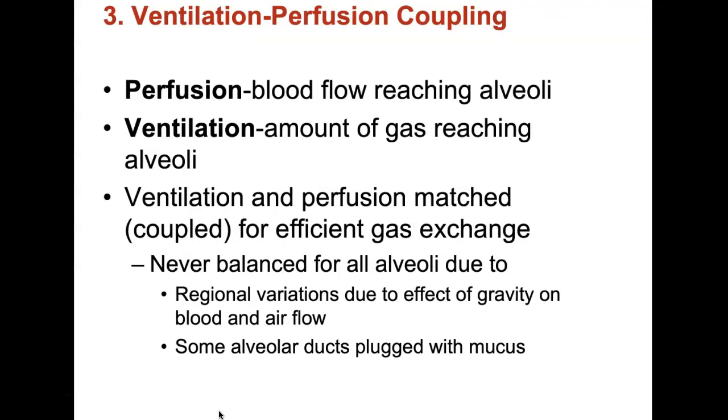For optimal gas exchange, there must be a close match, or what we call coupling, between ventilation, which is the amount of gas reaching the alveoli, and perfusion, which is the blood flow in the pulmonary capillaries. Both are controlled by local autoregulatory mechanisms that continuously respond to local conditions. For the most part, the partial pressure of oxygen controls perfusion by changing arteriolar diameter, whereas the partial pressure of carbon dioxide controls ventilation by changing bronchiolar diameter.